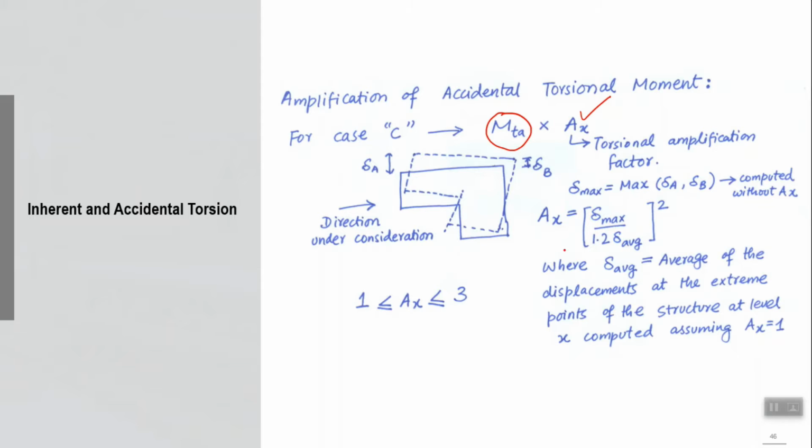So obviously your delta max will be more than 1.2 times delta average in order for your structure to qualify for that type 1A, 1B irregularity. So obviously this Ax will be greater than 1 if you fulfill that condition, and then you need to repeat the analysis by multiplying that amplification factor with your accidental torsional moment, right?